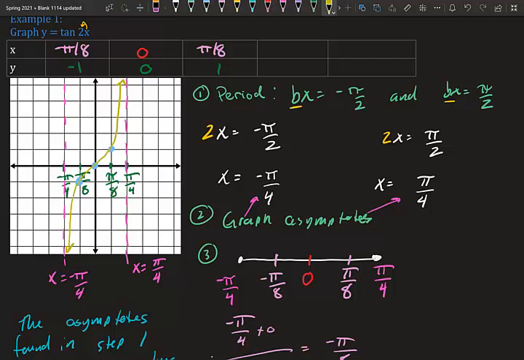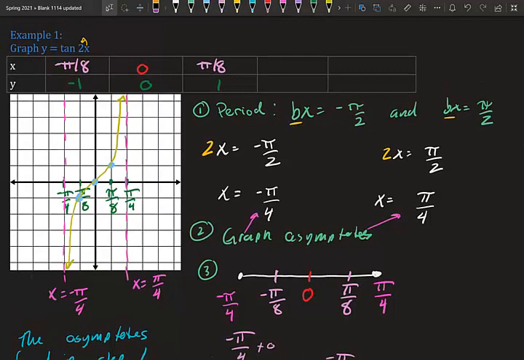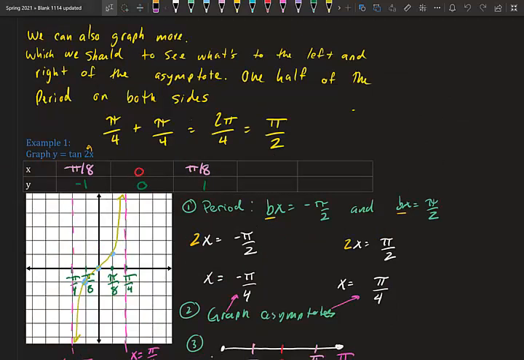Alright, so we have our graph, but we can graph more. How do I know we can graph more? We have a lot of this graph extra, and it doesn't say over anything. It doesn't say over 1 period, over 2 periods, so let's graph some more of this. We should see what's to the left and to the right of the asymptote, because right now we only have inside the asymptote. So half of the period on both sides. A period is pi over 4. It goes from 0 to pi over 4, also on the negative version. I want to know what's halfway between those two. So what's another interval that we can have? We do pi over 4 plus pi over 4, which is 2 pi over 4, which comes out to just pi over 2. So right here we have a tick mark of pi over 2.